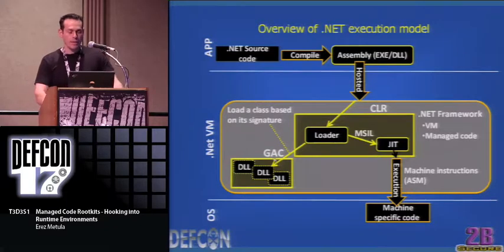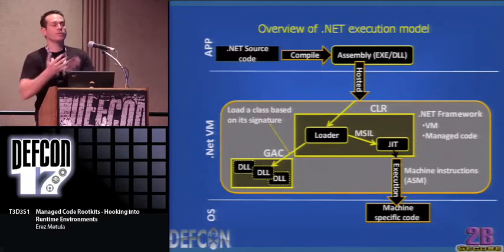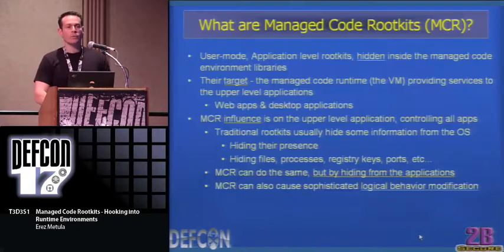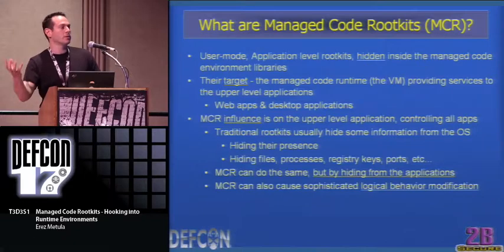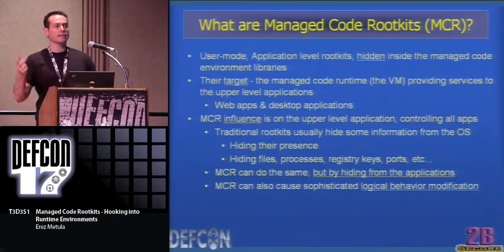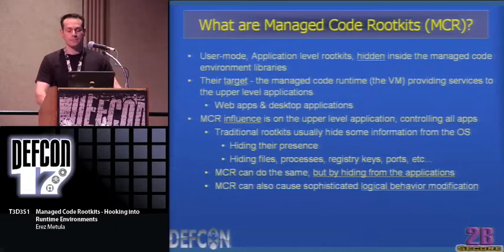very sophisticated logical attacks. The target of MCRs is the virtual machine that provides the services to the upper level application. So basically, we're hiding information from the application, not, as in traditional rootkits, from the OS or the CPU. We're hiding it from applications. So the influence we have is on all of the applications that run on a specific virtual machine. We can do things like regular rootkits, for example hide files, processes and registry keys. We can also do some very interesting logical things.